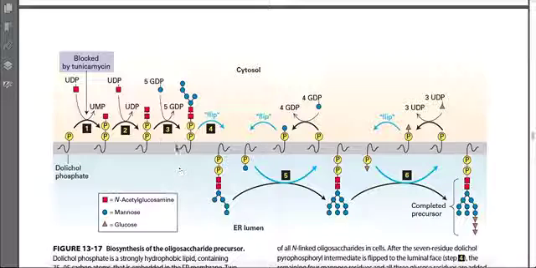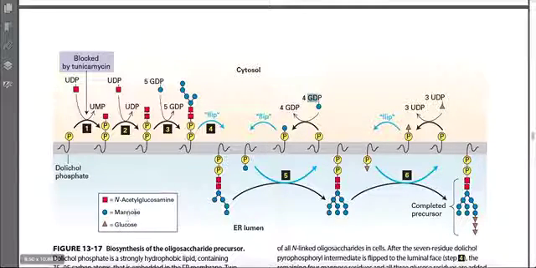In this process, when glycosylation is taking place, two types of carriers are used. One is the UDP carrier, another is the GDP carrier. UDP carries N-acetyl glucosamine. Two N-acetyl glucosamines are transferred onto the dolichol phosphate, which is an isoprenyl derivative, and UDP transfers glucose.